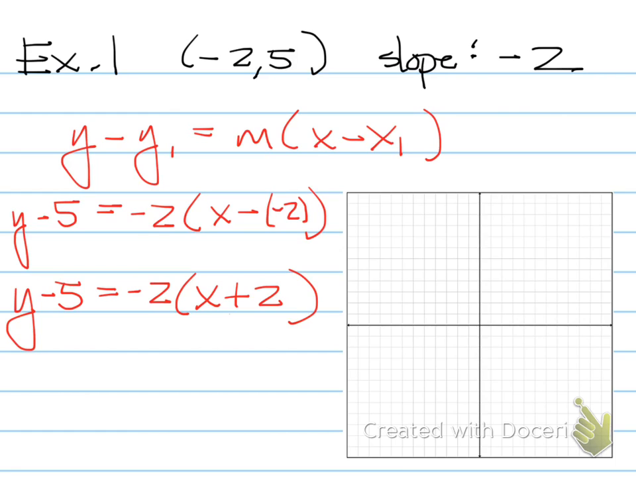To graph that, we want to start with the point that was given, which was -2, 5. And then from that point, since the slope is -2, we're going to go down 2 and to the right 1. And draw a line through those 2 points, and we're done.